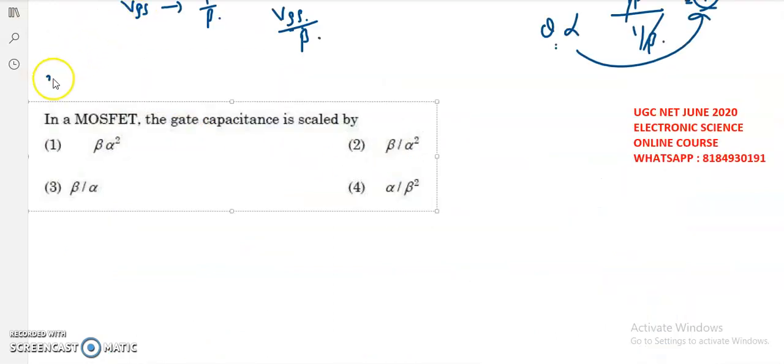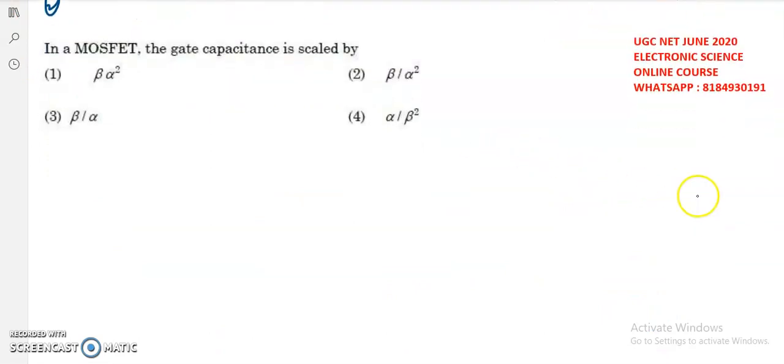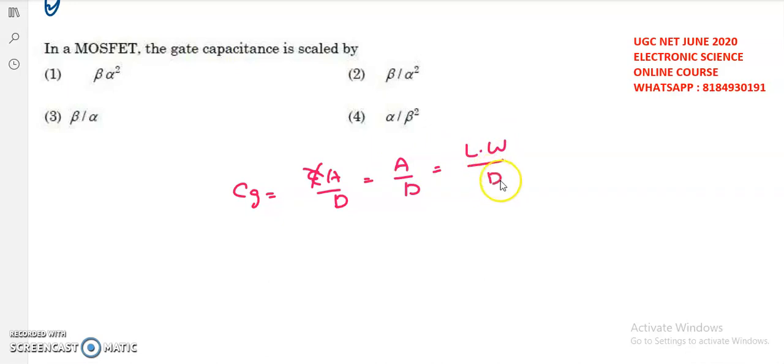And while coming to the next question, in a MOSFET, the gate capacitance is scaled by. So generally the gate capacitance CG can be taken as epsilon A divided by T. Epsilon is a constant, so we are not going to scale it, just leave that one. So focus only on the two parameters other than the constants, that is A by D.